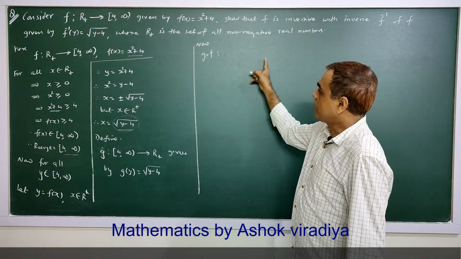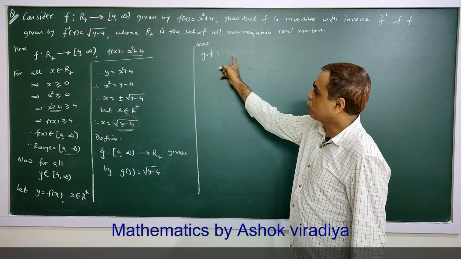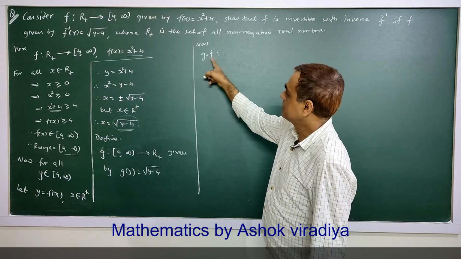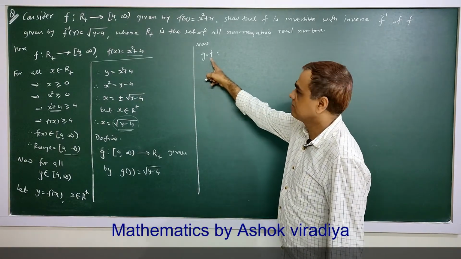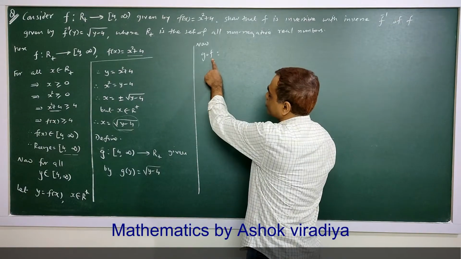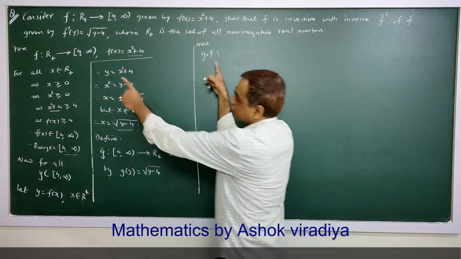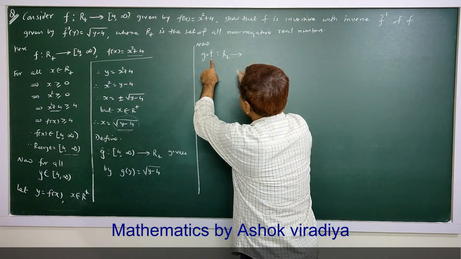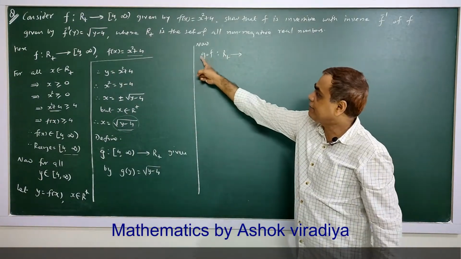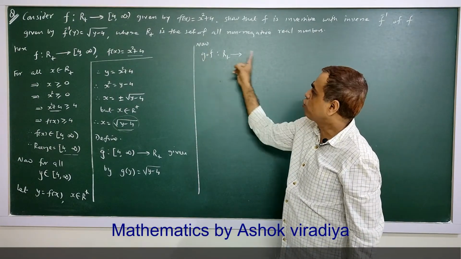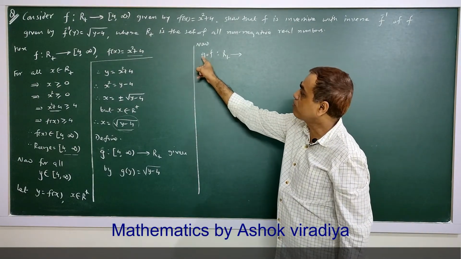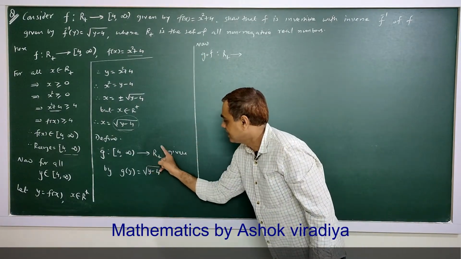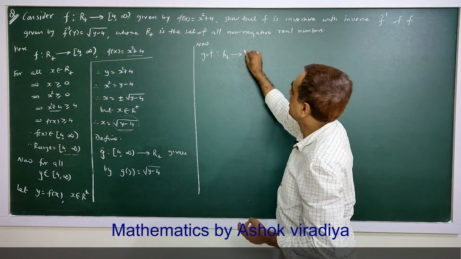When finding gof we require the domain and codomain of gof. The domain of gof: the first function is f, so put here the domain of the first function. What is the domain of the first function? R plus, so we should keep here R plus, non-negative numbers. g is the second function, so the codomain of this composition will be the codomain of the second function. And what is the codomain of g? It is R plus, so this will be R plus.